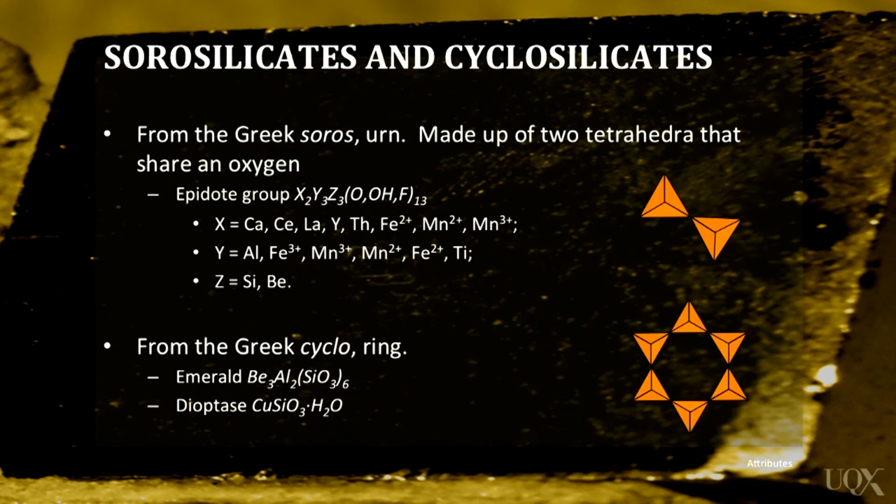From isolated tetrahedra to two that share oxygen, the epidote group of minerals is an example of this subclass. You can see from the formula that the chemistry of silicate minerals can be complex.